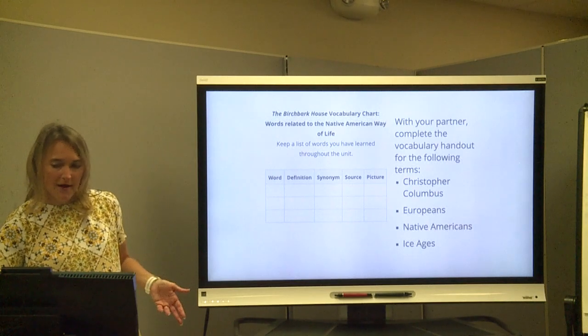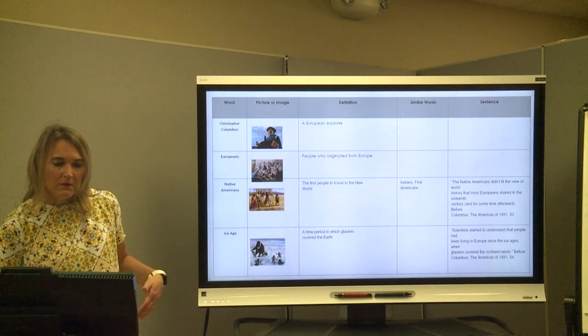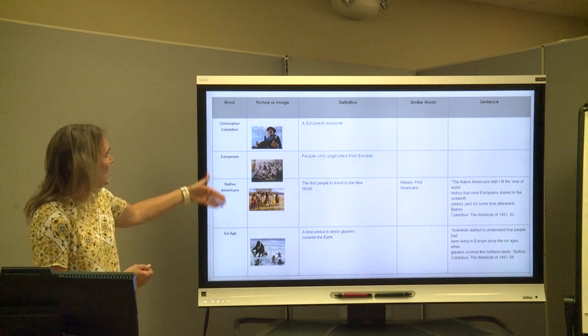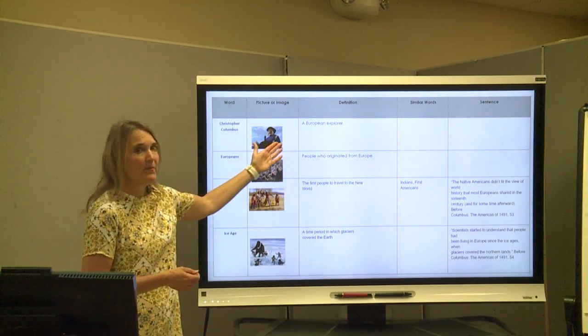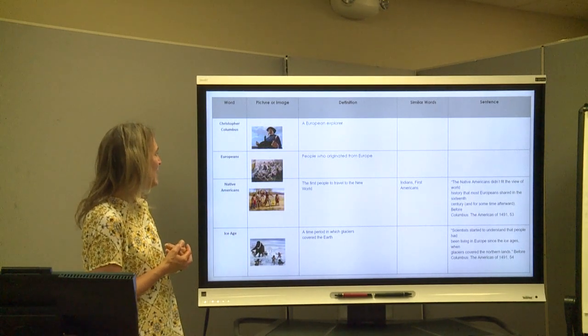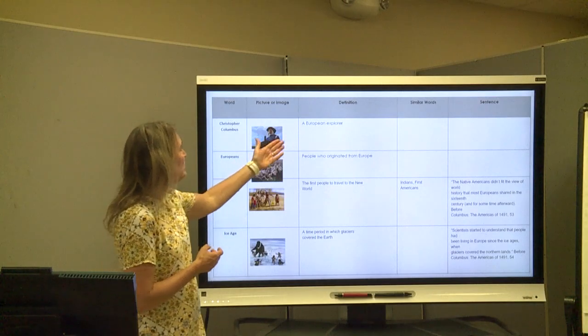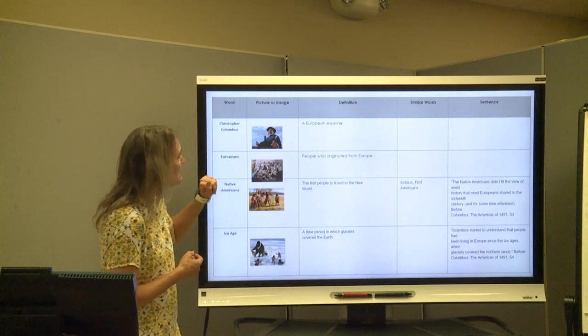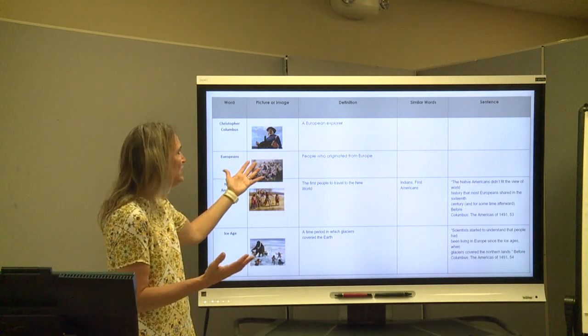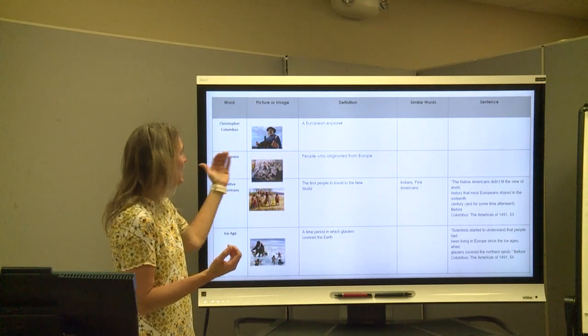Take a minute, write this down. Here's some examples with a picture. Christopher Columbus, we found a picture. You have technology advantages at home, and you could do something like this. You could add pictures here. He was a European explorer. Other words, we really don't have another word to replace Christopher Columbus, so we could leave that blank.